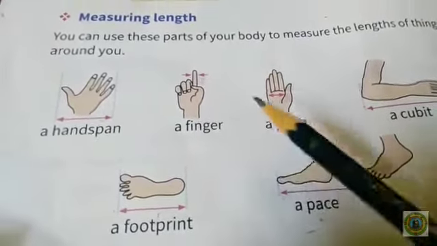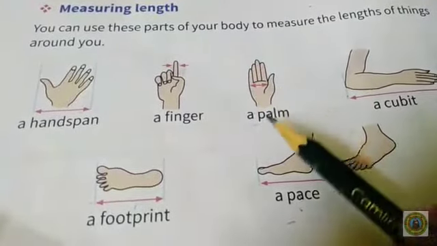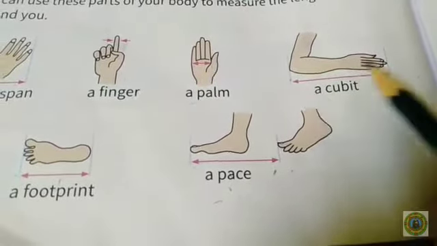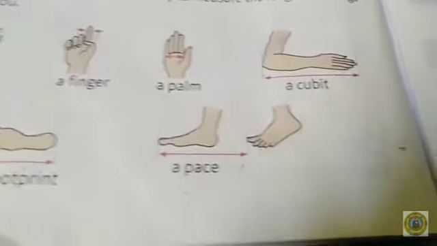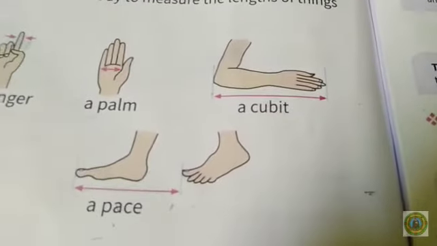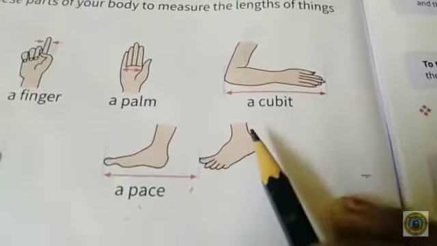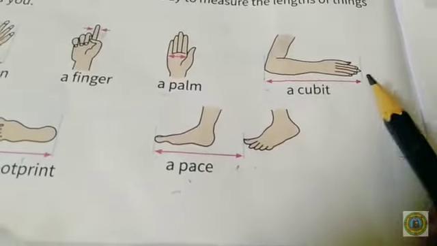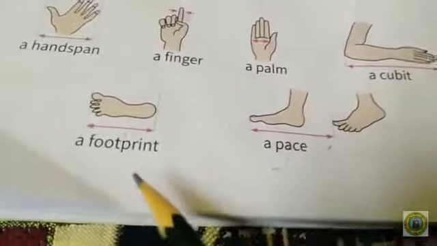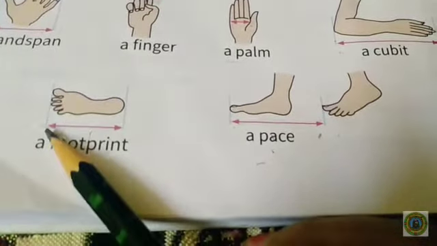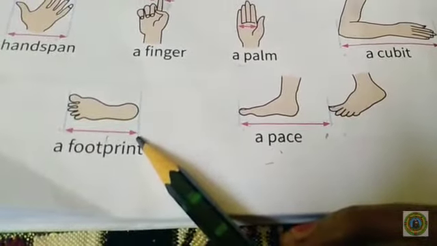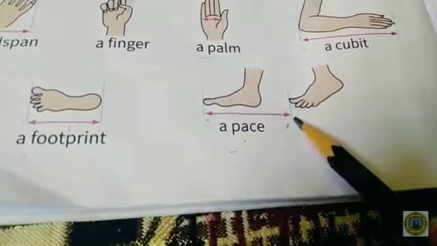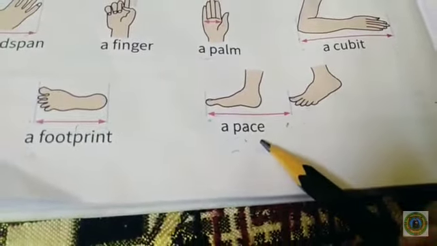Okay? This length is called a palm. Next, this point to this point is called a cubit, which is approximately the length of a forearm. Okay children? From this point to this point, this length is called a cubit. And next, this point to this point, this length is called a footprint. This length from this point to this point is called a pace.